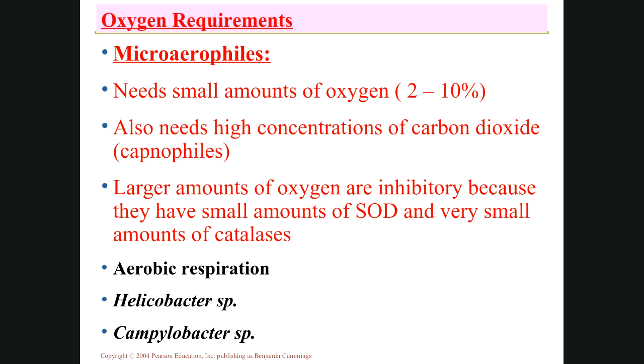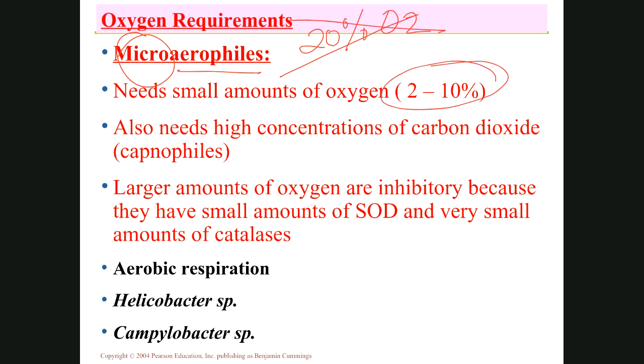The last group are the microaerophiles. Micro means small, so they need a little bit of air, but not too much. Atmospheric oxygen has about 20% oxygen. These guys need between 2 and 10%, so about half to a tenth of what it is in an atmospheric environment. They do need a high concentration of CO2, which makes them capnophiles. Capnophiles means CO2 lovers.